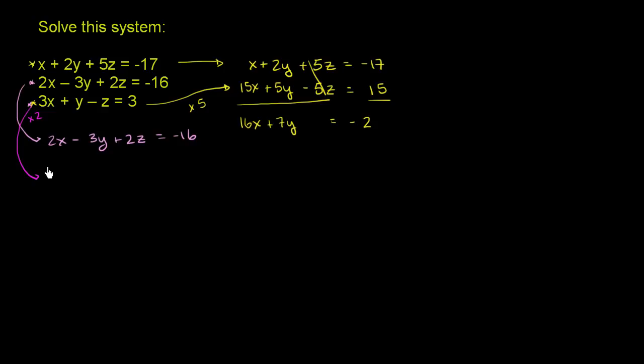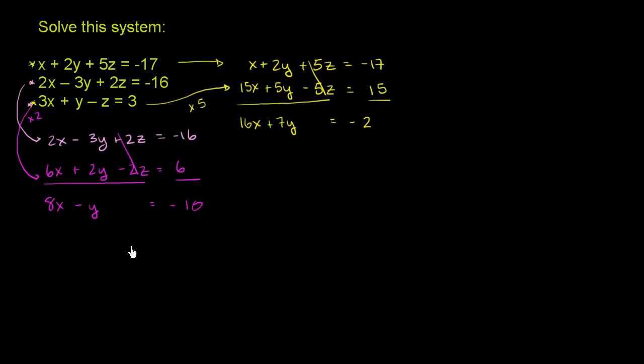So we'll have a negative 2z here to eliminate with the positive 2z. So 2 times 3x is 6x. 2 times y is plus 2y. And then 2 times negative z is negative 2z, is equal to 2 times 3, which is 6. And now we can add these two equations. 2x plus 6x is 8x. Negative 3y plus 2y is negative y. And then these two guys get canceled out. And that is equal to negative 16 plus 6, which is negative 10. So now we have two equations with two unknowns.